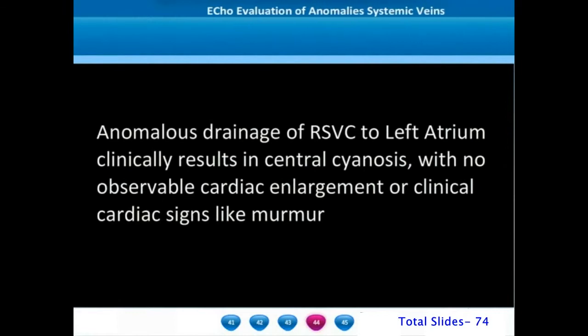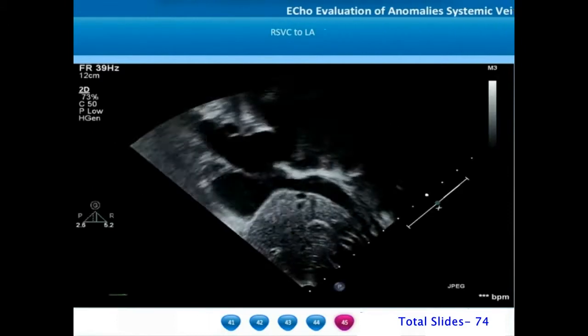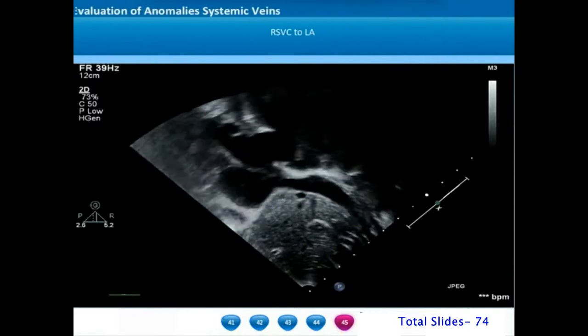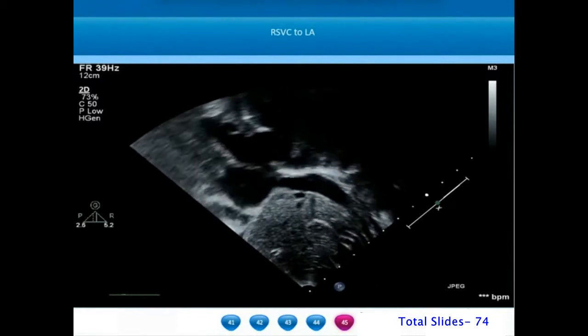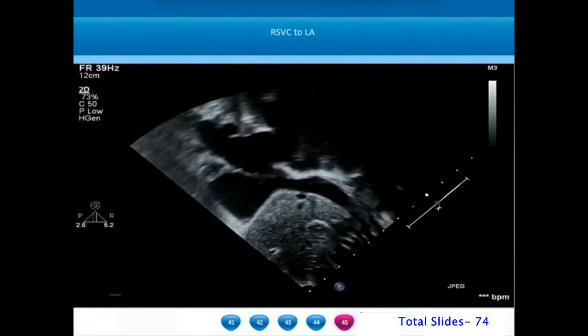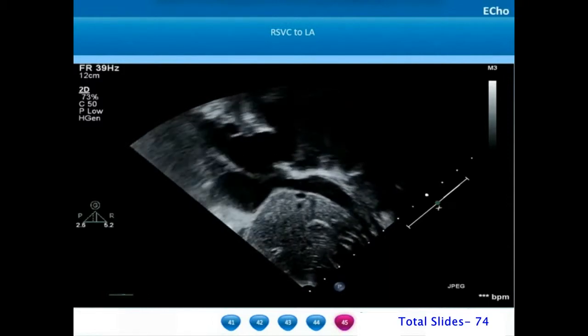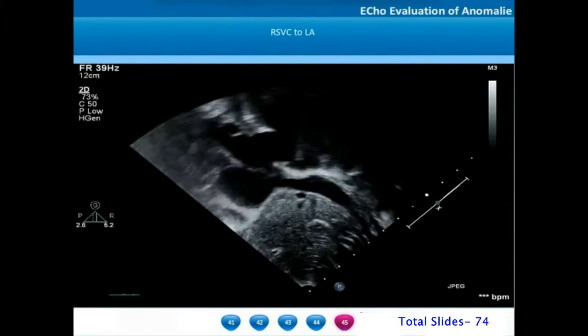The right superior vena cava can sometimes anomalously drain into the left atrium, and this will clinically result in central cyanosis. In these patients, there will be no observable cardiac enlargement or clinical cardiac signs like murmurs. On a subxiphoid sagittal view in the short axis plane, we can notice the inferior vena cava draining normally into the right atrium. However, the superior vena cava is seen directly draining into the left atrium, posterior to the plane of the atrial septum.